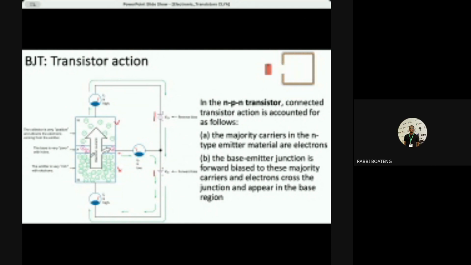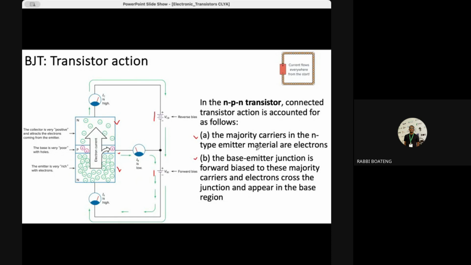So when it reaches here, the electron-hole pairs that happen here will not be enough, so most of them will go here, as I explained earlier. But I've made some points here for your reading sake. Is that okay? When you look at the first one, we are seeing that the majority carriers in the N-type emitter material are electrons. We understand that. The base-emitter junction, the junction between the base and the emitter, is forward biased. We've explained that. To these majority carriers, the electrons cross the junction and appear at the base region. That is the first thing that happens.